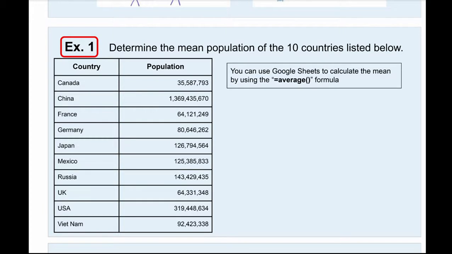So in our first example, we're going to look at not a large data set, but just large values. We're going to be looking at the population for the 10 countries below. I would consider this a sample, so I'm going to use x bar equals the sum of x divided by lowercase n, the number of points. The sum means I'm adding up all of my data points, in this case all of the populations for the 10 countries I see here.